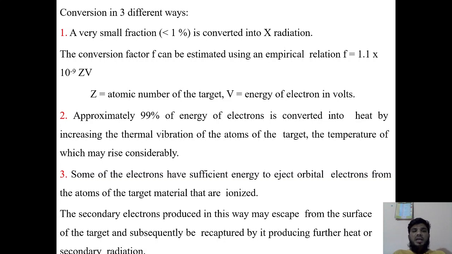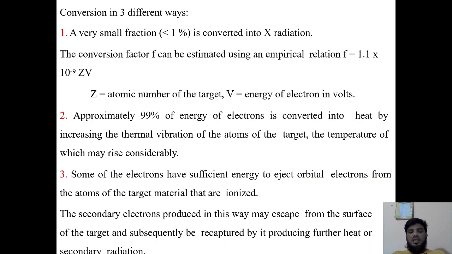So approximately 99% of the energy of the electrons is converted into heat by increasing the thermal vibrations of the atoms of the target, and the temperature rises considerably. Some of the electrons have sufficient energy to eject the orbital electrons from the atom of the target material that is getting ionized. The anode, which is kept at the other surface, will have a large amount of energy that the electrons can use to excite the molecules present inside the anode.